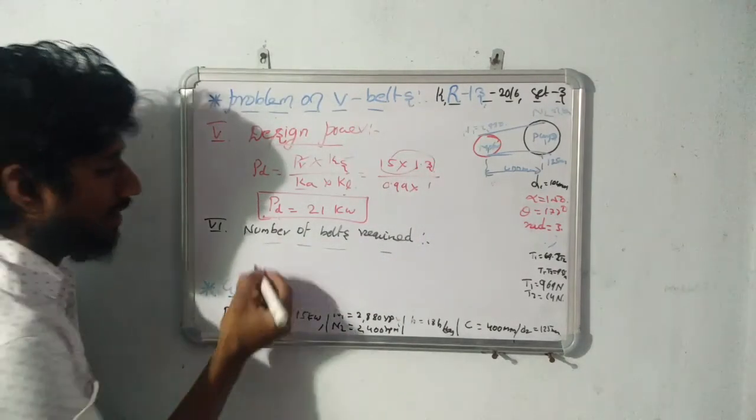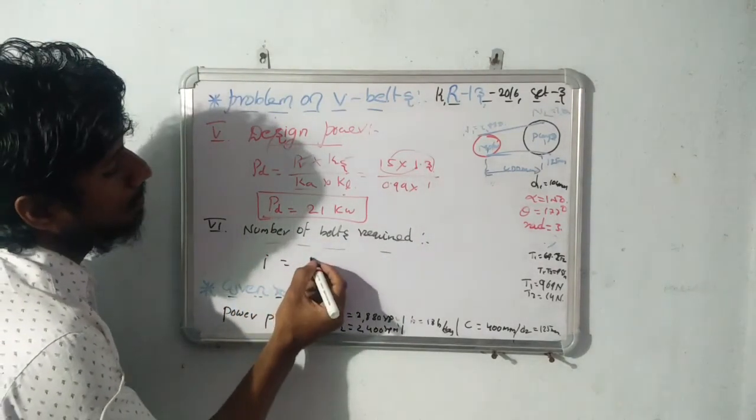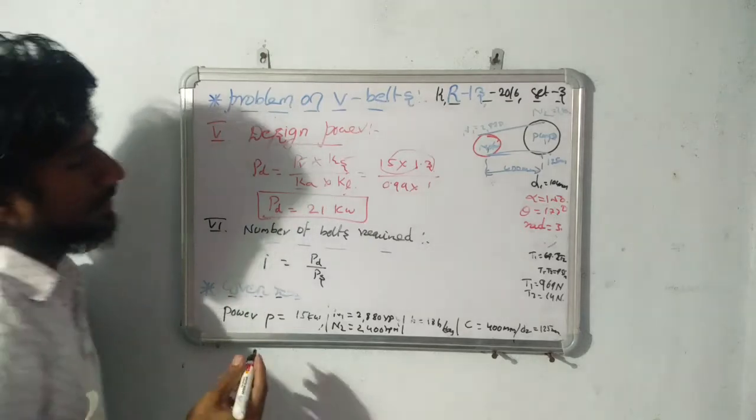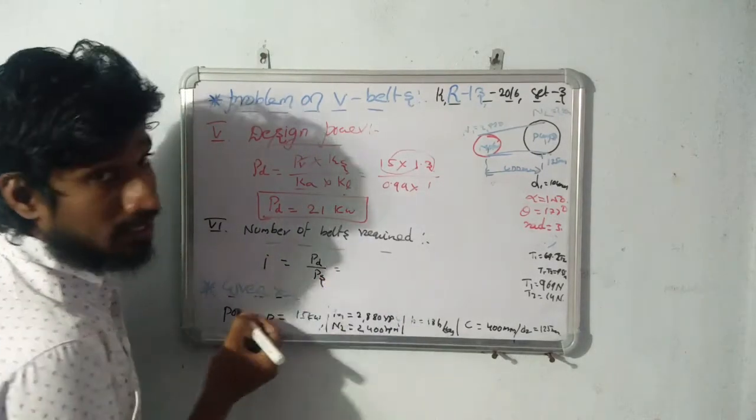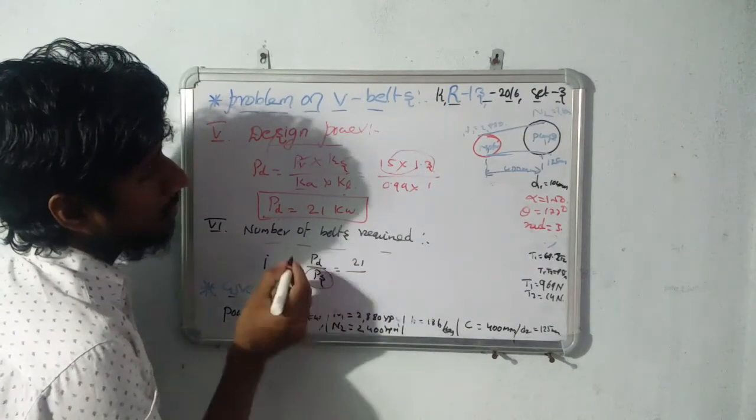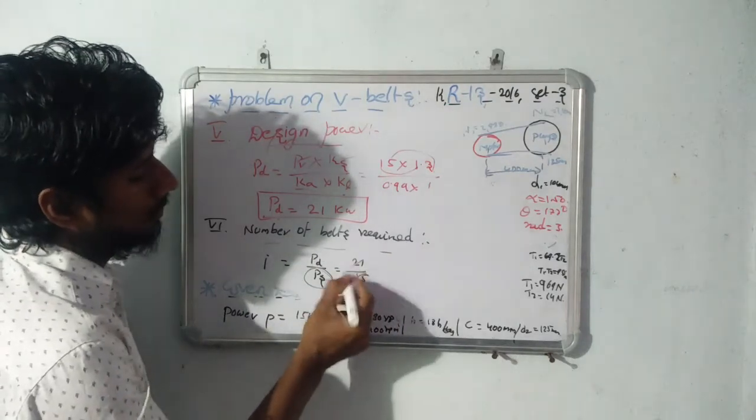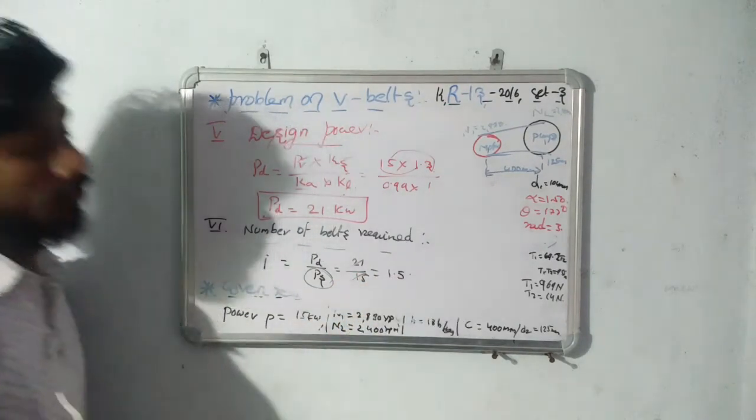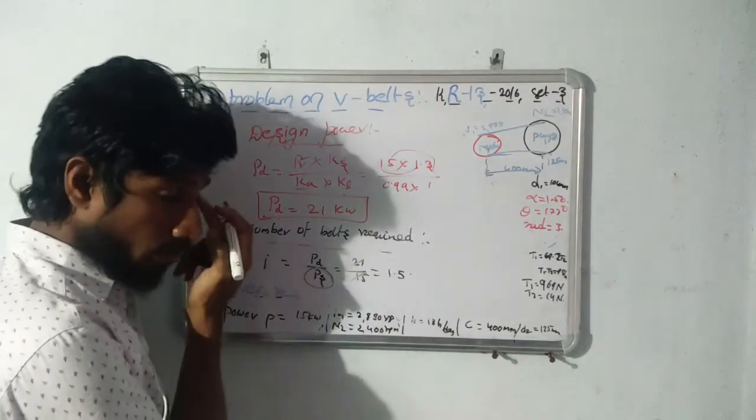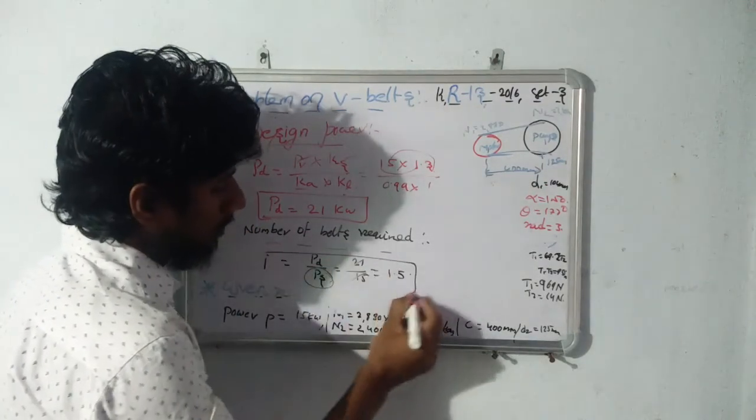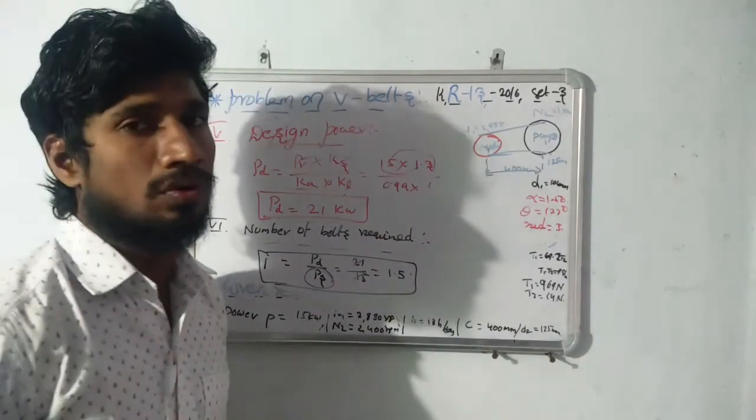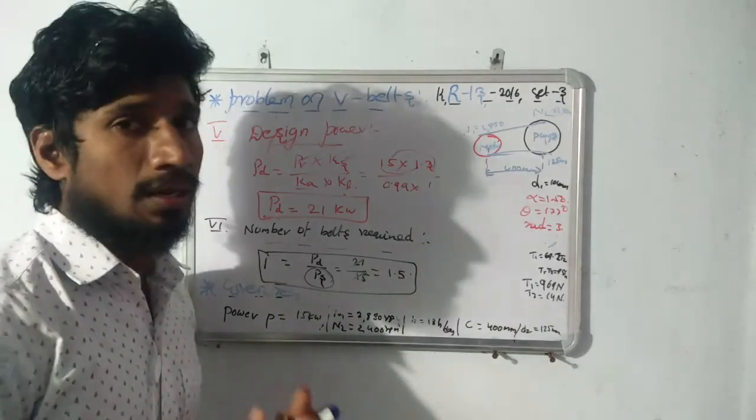So the number of belts required here, N equal to PD by PS. PD is the design power, we know that value, and PS is the specified power. 21 by what is the specified power here? It is 50. Approximately we get 1.5. Here the number of belts required is 1.5. So this is about how many belts are required for these applications. And next we are going to find out the length of the belt in the given condition.